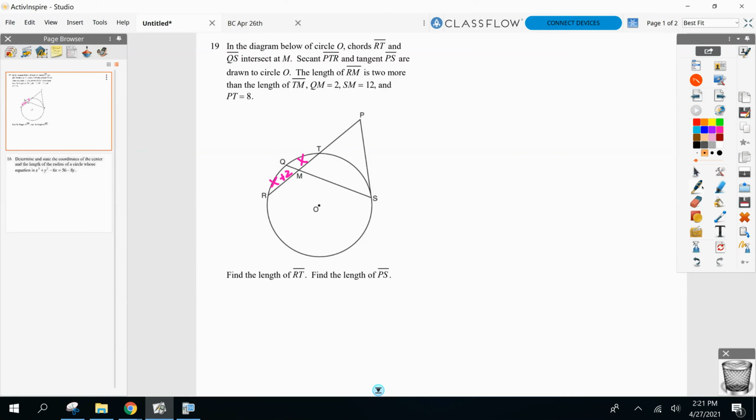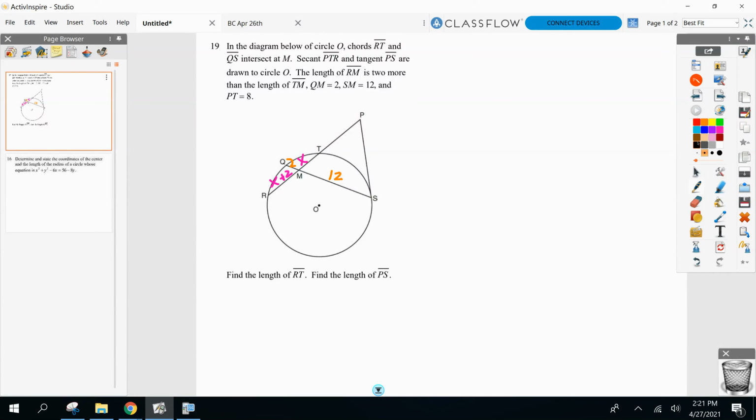And then it gives me a couple other lengths here. It gives me QM, which is 2, and SM, which is 12. Find a couple lengths here for me. Find the length of RT, and then find the length of PS. All right, so I'll start with RT. You guys take a look at that diagram.